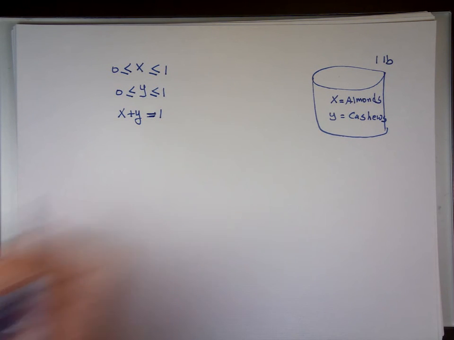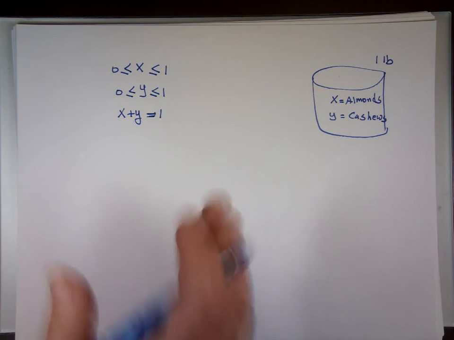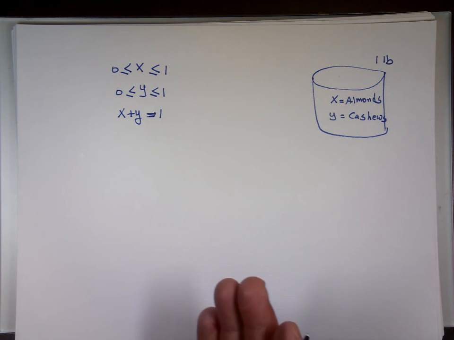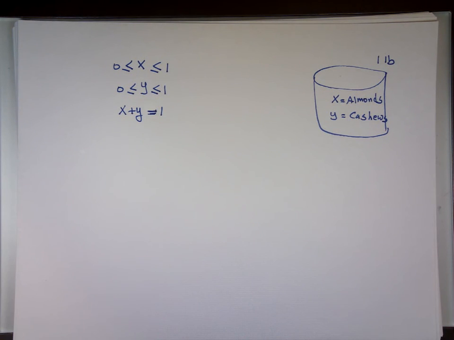Because unless you're selling something else, if you're putting almonds, cashews, and what's the third one they might have there? Peanuts, yep. Then it could be less than or equal to 1, because it could be all peanuts, right? But we're assuming just almonds and cashews in these cans. That's it. My least favorite is the cashews. Don't like them that much. Almonds, oh, I love almonds.